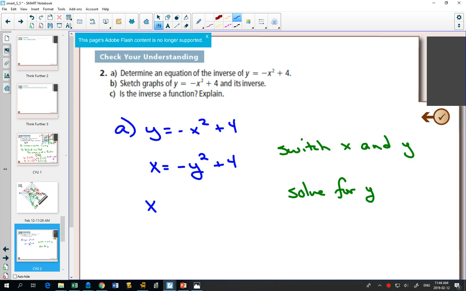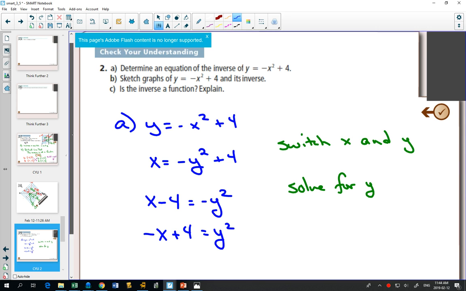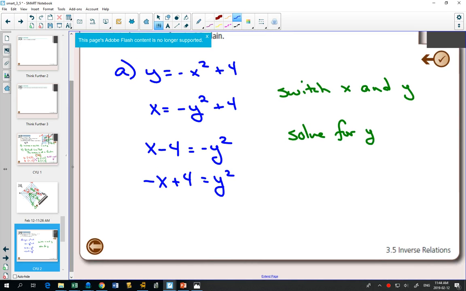So I'm going to move the 4 over to the other side. Multiply everything by a negative to get the y squared by itself. We get the thing that's squared by itself, so we can get rid of the squared by square rooting. Remember that plus or minus out in front. So we get y equals plus or minus the square root of negative x plus 4.